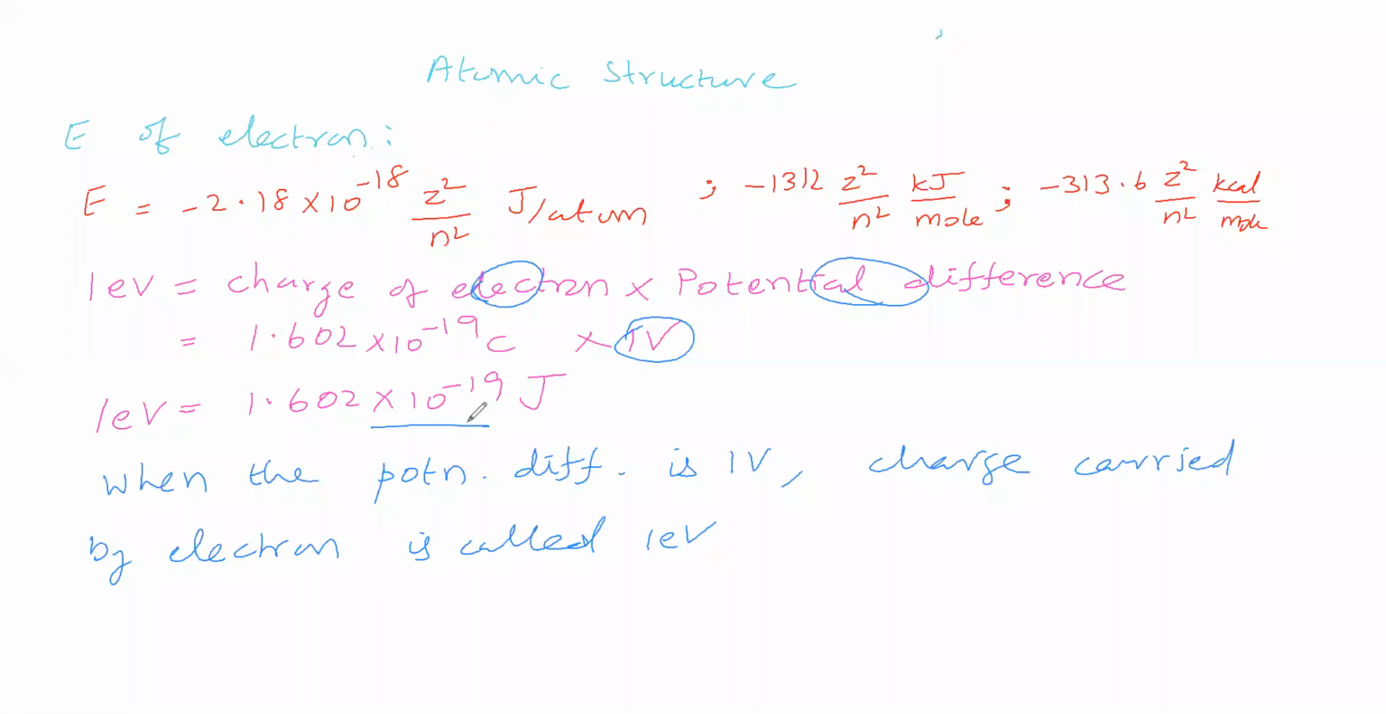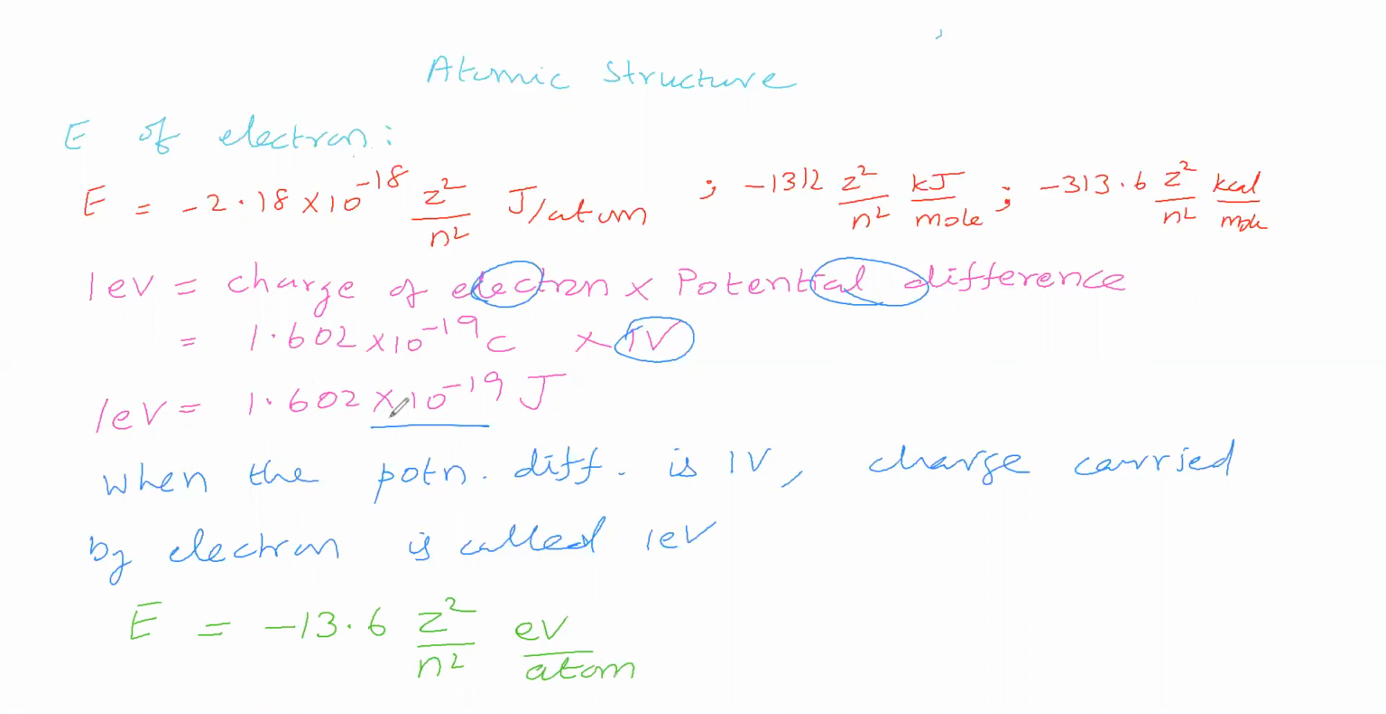So 1 electron volt we said in terms of joule, 1 electron volt equal to 1.602 into 10 power minus 19 joule. This value we will substitute here. Let us substitute this relation into this place. What is the value we are getting, we will see. So energy of electron is equal to minus 13.6 Z square by N square electron volt per atom.